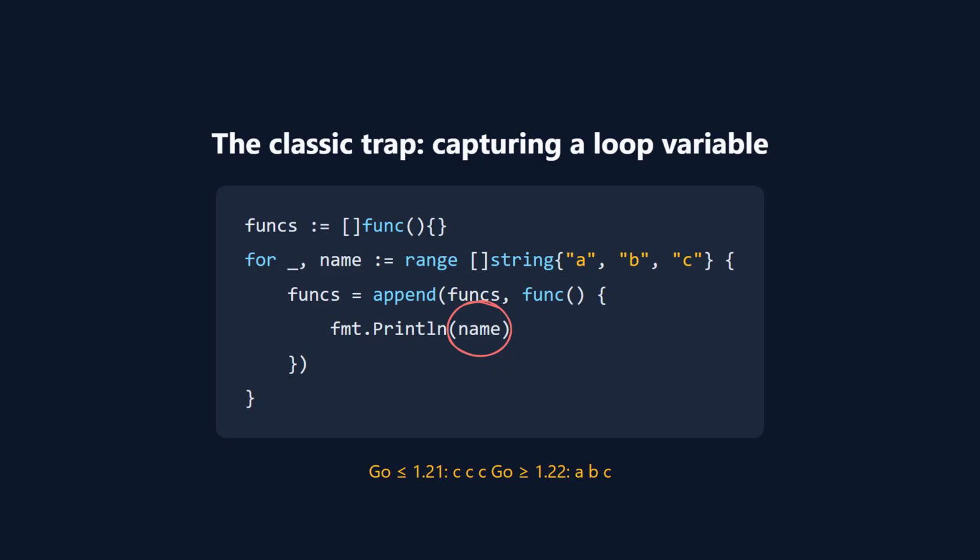Since Go 1.22, each iteration of the loop gets its own name, so the same code now prints A, B, C. That is a genuinely unusual thing for a language to do, because it changed the meaning of existing programs. It was judged worth it, because almost every program relying on the old behavior was relying on it by accident.